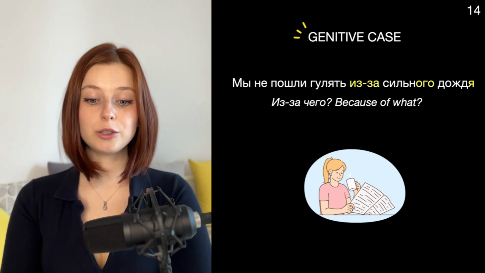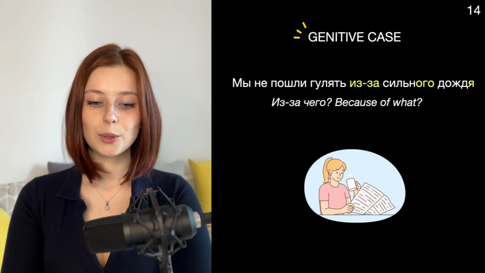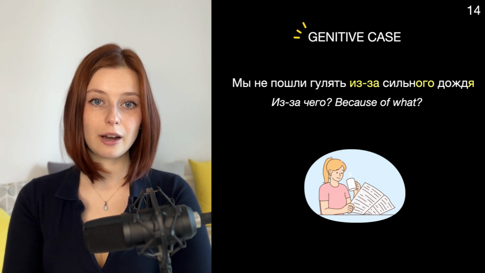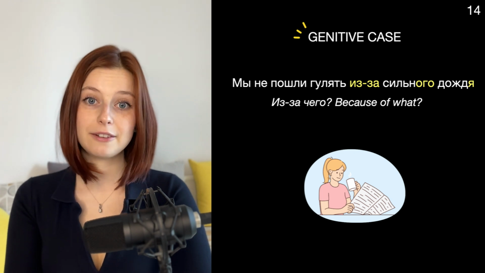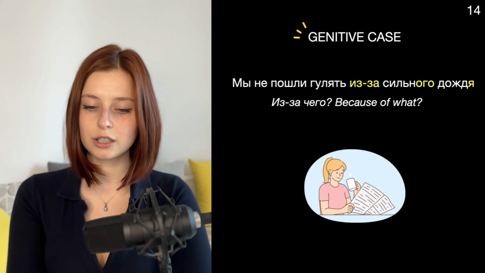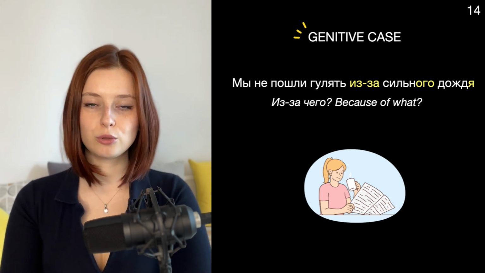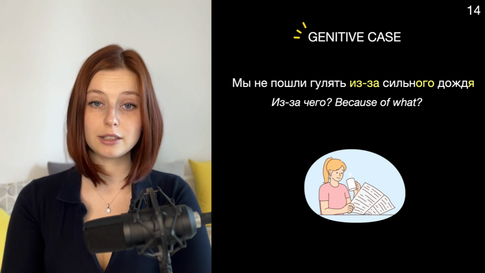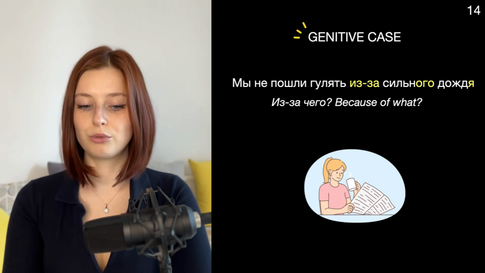Мы не пошли гулять из-за сильного дождя. We didn't go out for a walk because of a heavy rain. Сильный, it's actually strong. In this case, heavy, right? So you were supposed to choose between some options, and the correct option is из-за. Из-за is because of, for that reason.